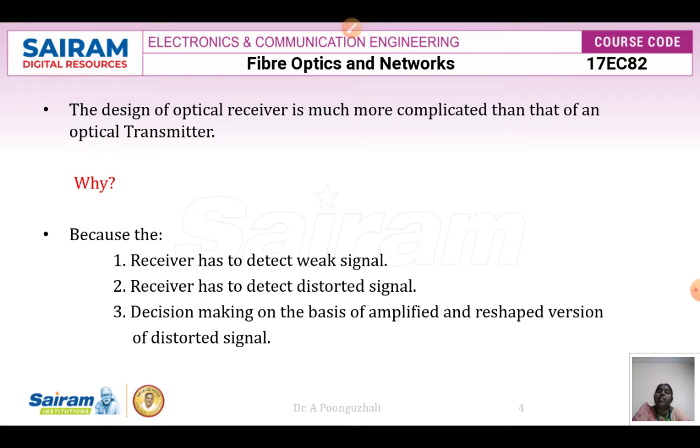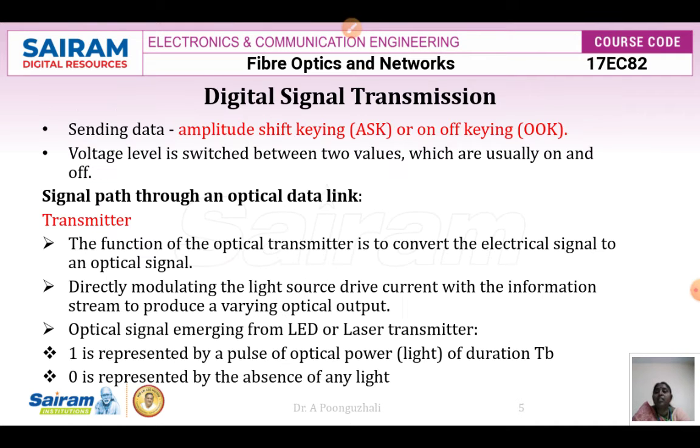So here we say that the design of the optical receiver is more complicated than that of an optical transmitter. Why? Because the receiver has to detect the weak signal, the receiver has to detect the distorted signal, and the decision is made on the basis of the amplified and reshaped version of the distorted signal. Here we go for a digital signal transmission where the data are sent using the amplitude shift keying method, or the on-off keying method, where the voltage levels are switched between two values. Either it is on or it is in the off state.